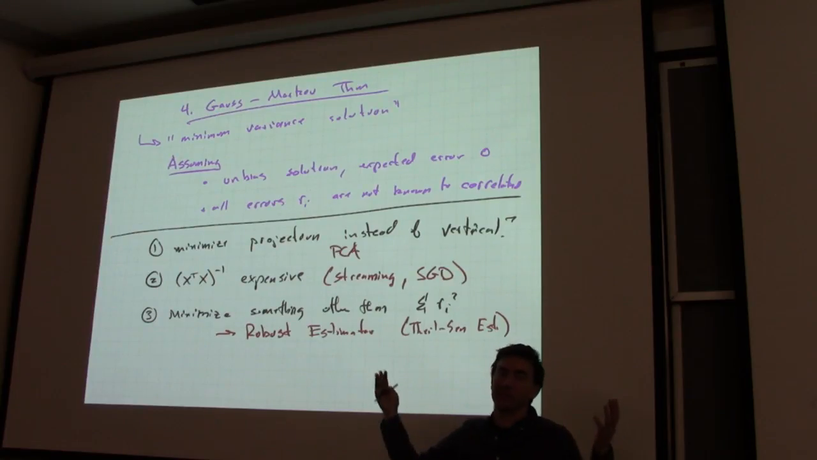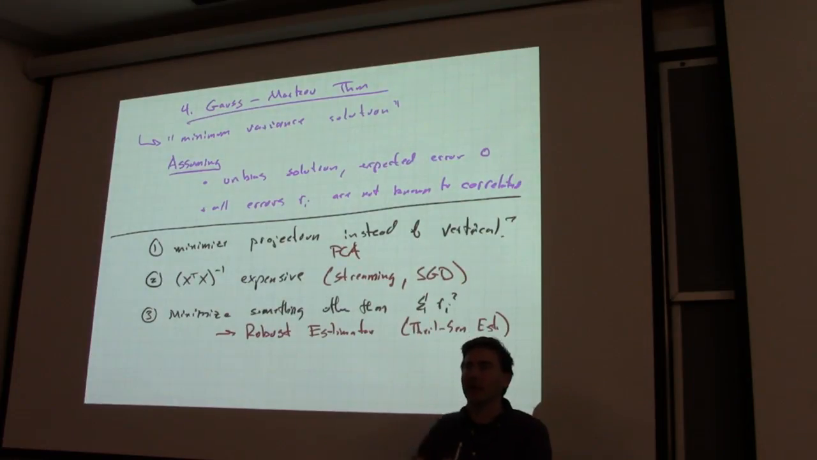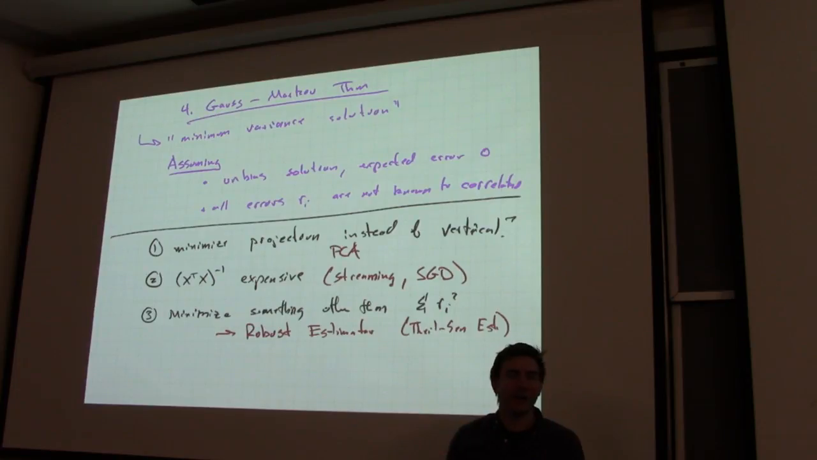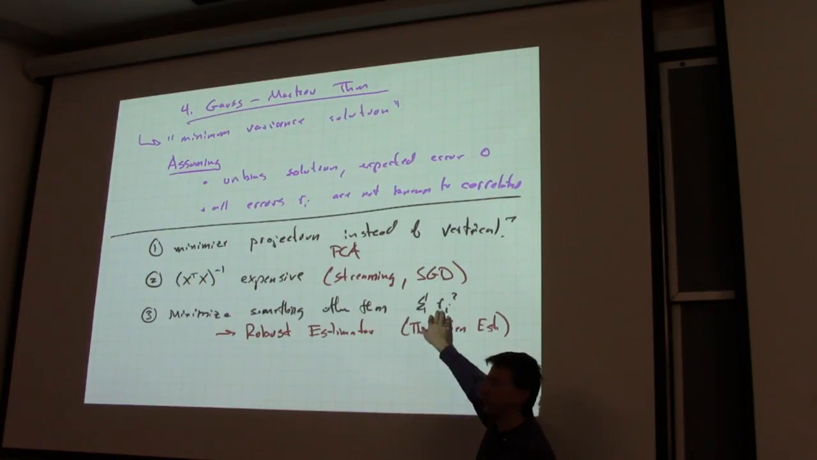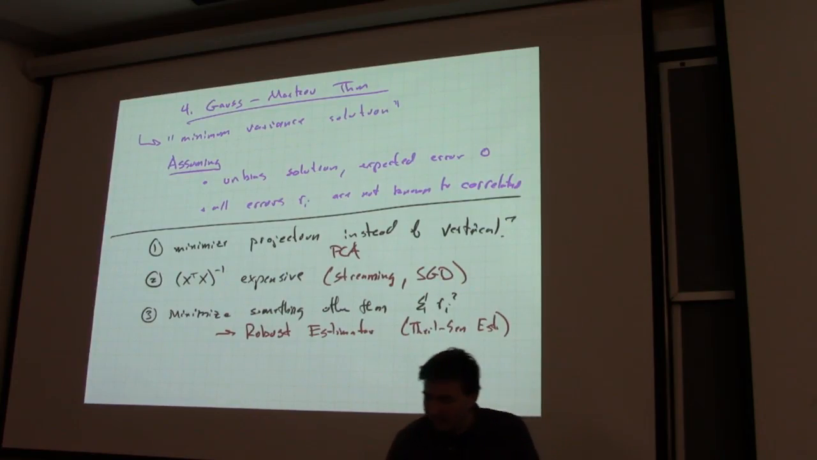Sum of squared errors has an issue: if you have one outlier, it can pull things really far away. So that seems not great. Other than having a closed form solution, this is kind of a weird choice to make. Mathematically, it's really nice, but modeling-wise, it sometimes seems like an odd choice.